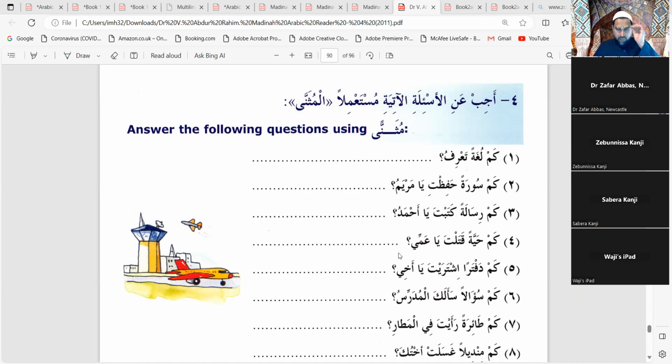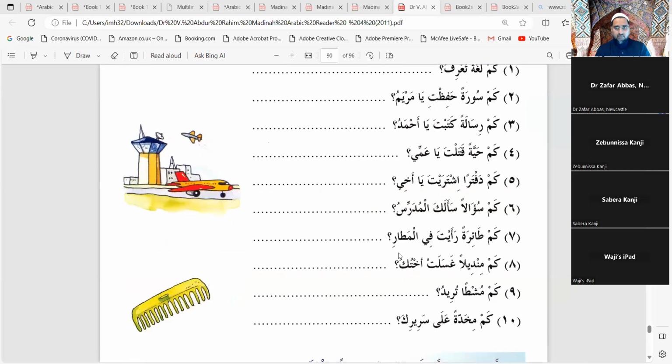Kam suratan hafizti ya Maryam? Ana hafiztu surataini. Excellent. Kam risalatan katabta ya Ahmad? How many letters did you write, Ahmad? Ana katabtu risalataini. I wrote 2. Kam hayyatan katalta ya ammi? How many snakes did you kill, oh uncle? Kataltu hayyataini. I killed 2 snakes.